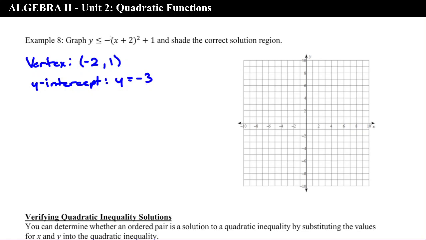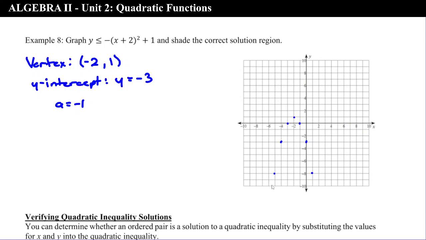And our a value out in front here is -1. So we're not stretched or compressed, but we are inverted. So if we have y is less than or equal to here, first of all, let's do our vertex, (-2, 1). We know we're concave down. Our y-intercept's at -3, so there's that, and we can reflect that one. And we know we're not stretched or compressed, so we can go ahead and fill in some of these gaps here. And we go 3 over, 9 down. That puts us here.